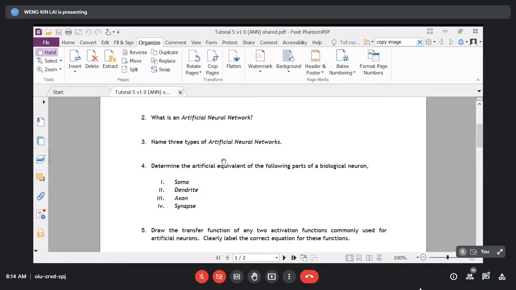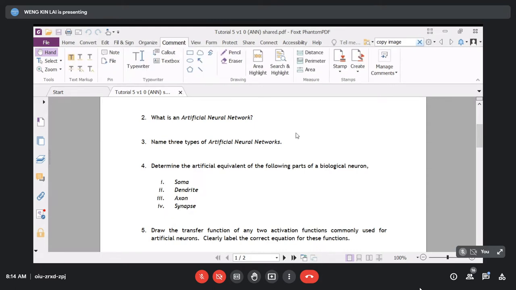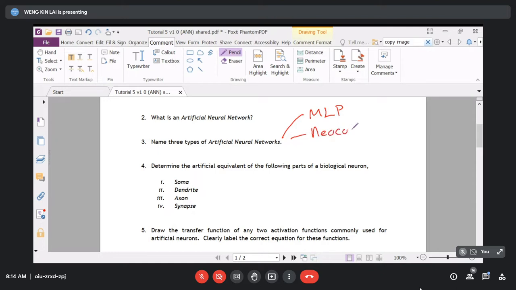What else? Neocognitron, Hopfield nets, and then also the ART networks, adaptive resonance theory, right? So these are some of the types. Maybe I'll show something, otherwise you all will maybe be lost. My digital board is actually acting up. So you have your MLP, your neocognitron, then you have your Hopfield nets, and your ART networks, the ART series, adaptive resonance theory network.